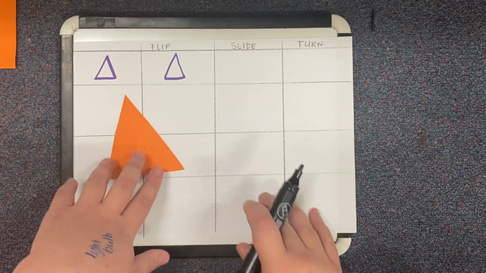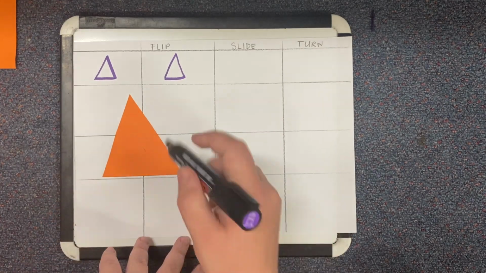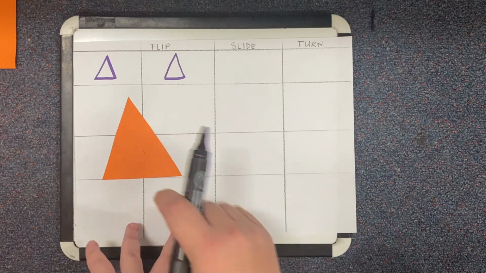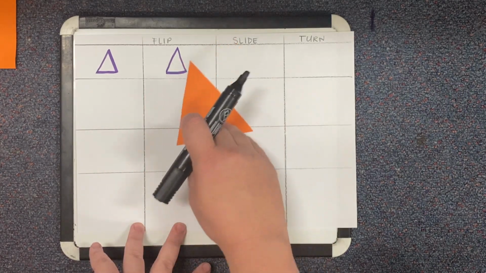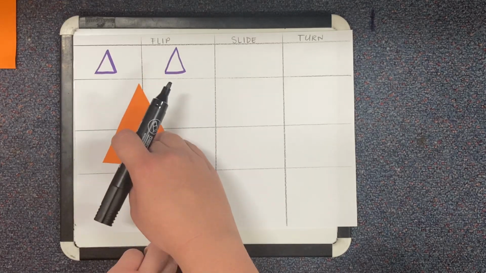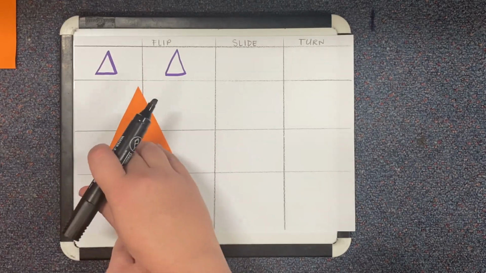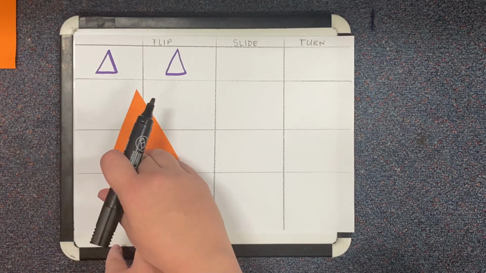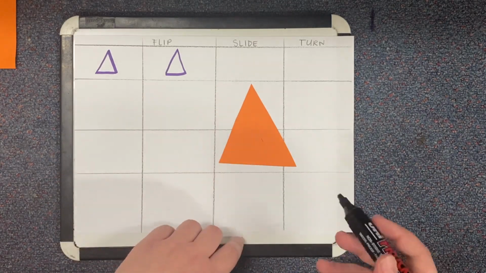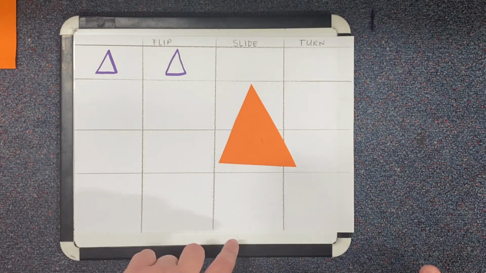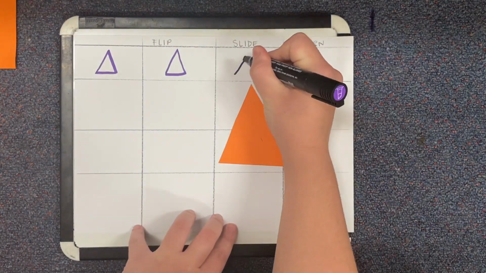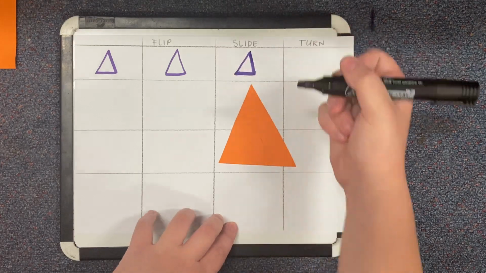My next movement is sliding. So we're going to slide the triangle from over here, and we might slide it across, we might slide it diagonally, or we might slide it downwards. For this one I'm going to slide it across, so from its original spot across to this side, and we're going to draw what it looks like now that we've slid it across the page. So that's what it looks like there.